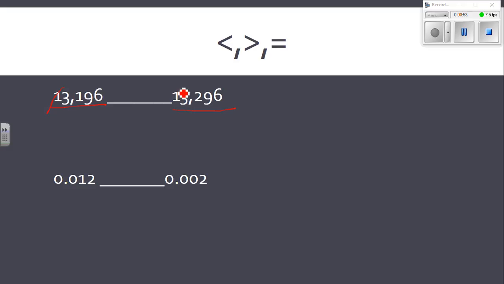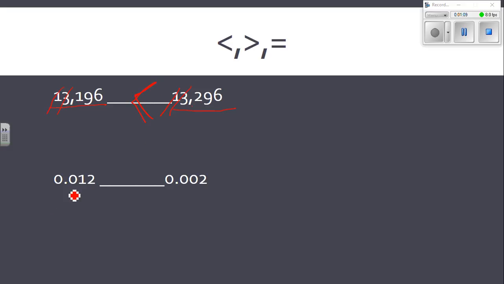So both of them have a 1, so that doesn't help me. Both of them have a 3 there, that doesn't help me. But this is a 1 and this is a 2. And 2 is bigger, which means this number is bigger.